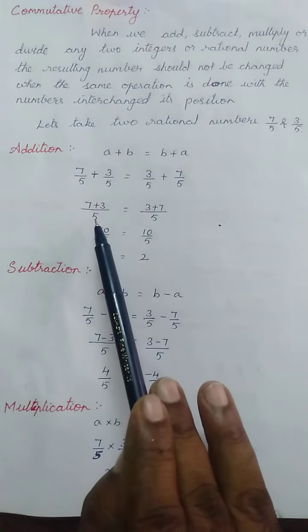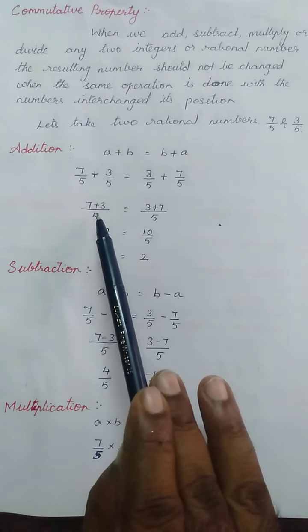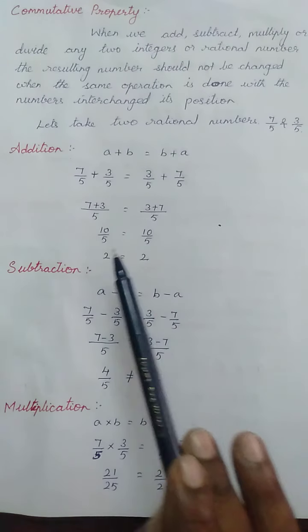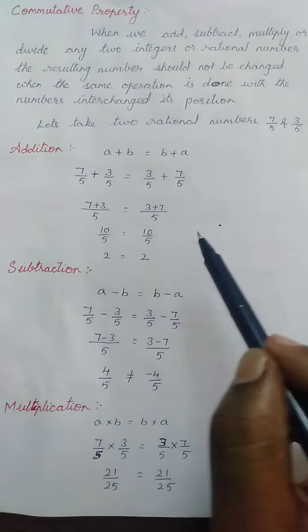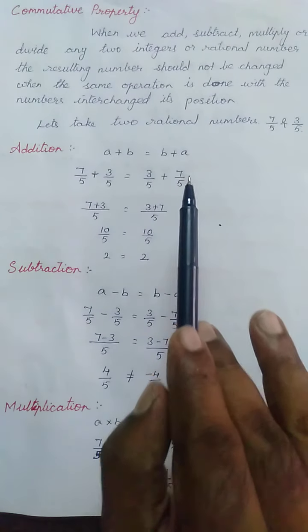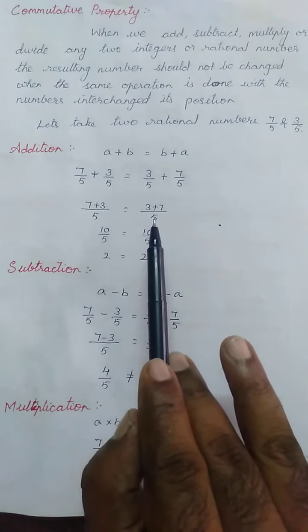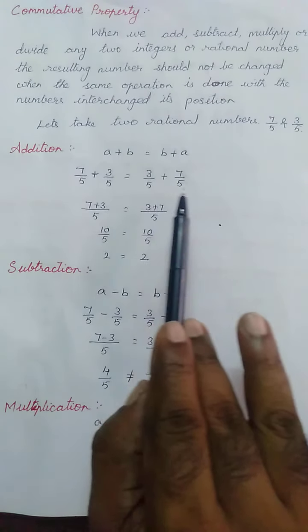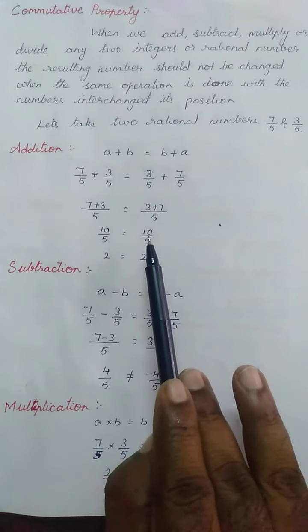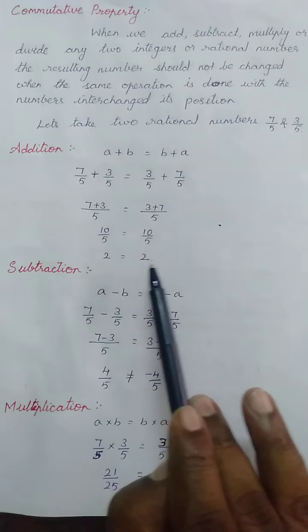Write the common denominator as 5. So 7 plus 3 equals 10. So 10 by 5 can be rewritten as 2, by cancellation. Similarly, 3 by 5 plus 7 by 5. So 3 plus 7 in the numerator, since the denominators are the same. Again 3 plus 7 will give you 10. So 10 by 5 is nothing but 2.